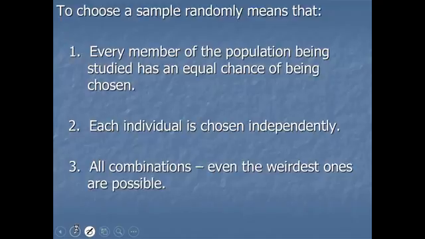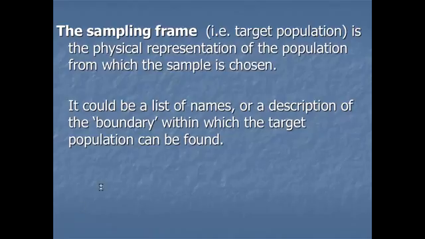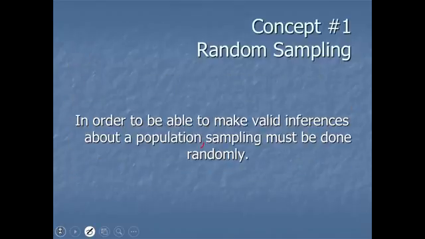Random sampling. In order to be able to make valid inferences about a population, sampling must be done randomly. To choose a sample randomly means each of the following 3. Every member has an equal chance of being chosen, so you have to organize the sampling so that happens. Each individual is chosen independently of the one before or the one after. All combinations, even the weirdest ones, are possible.